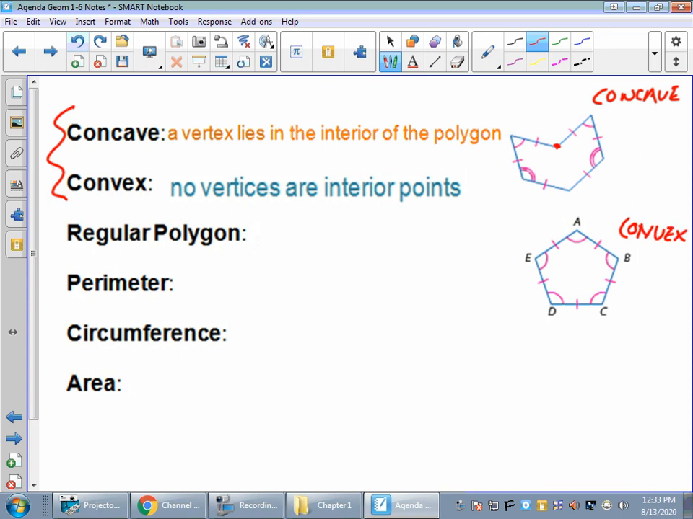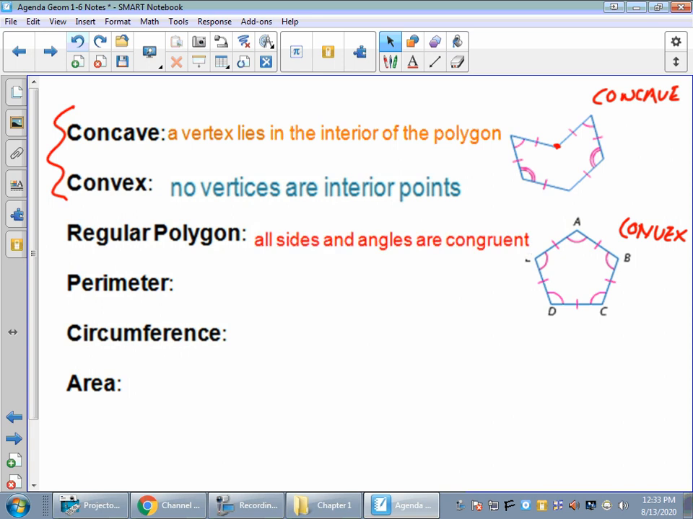All right. The next would be regular or irregular. So the regular polygon has all sides and angles congruent. All sides and angles are congruent. That would make that a regular polygon. So if you look at our examples here, this would be a regular convex pentagon because all 5 sides are congruent and also all 5 angles are congruent.